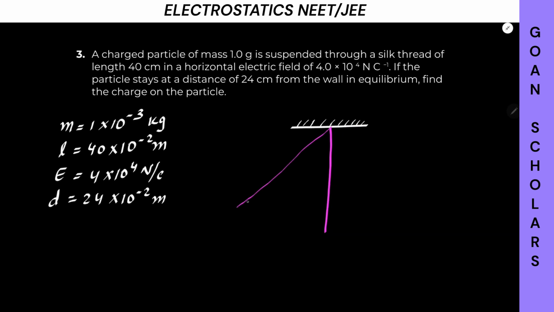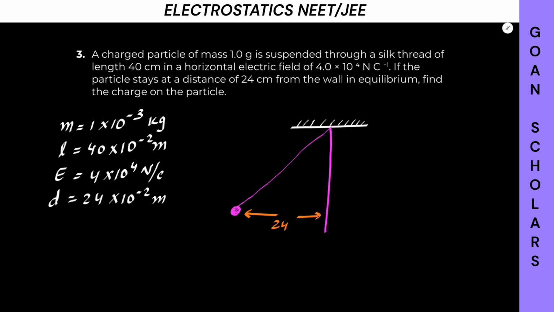So this is our thread, and let's say this is our particle, and at what distance is it away? 24 centimeter. So this gap is 24 centimeter. I'm not writing centimeter, I'm just writing 24. We will include the 10 to the power minus 2 later. So this is our 24 centimeter, and this is our mass.